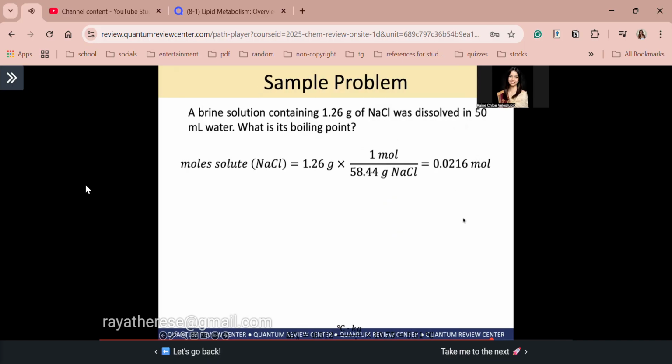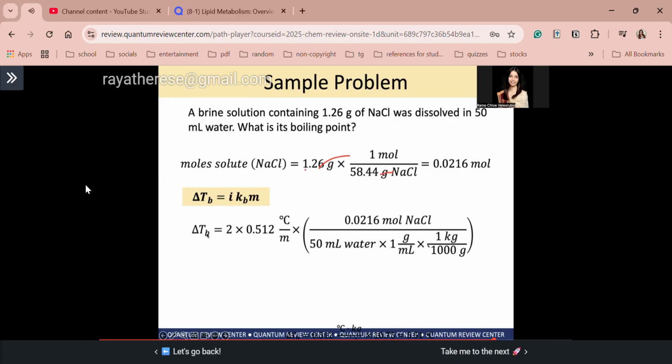First, let's solve for the moles of solute of sodium chloride, since the mass is given. The moles of solute for sodium chloride is 1.96 grams times 1 mole divided by 58.44 grams NaCl. So we used the molar mass of sodium chloride. Solving, we get 0.0216 mole sodium chloride.